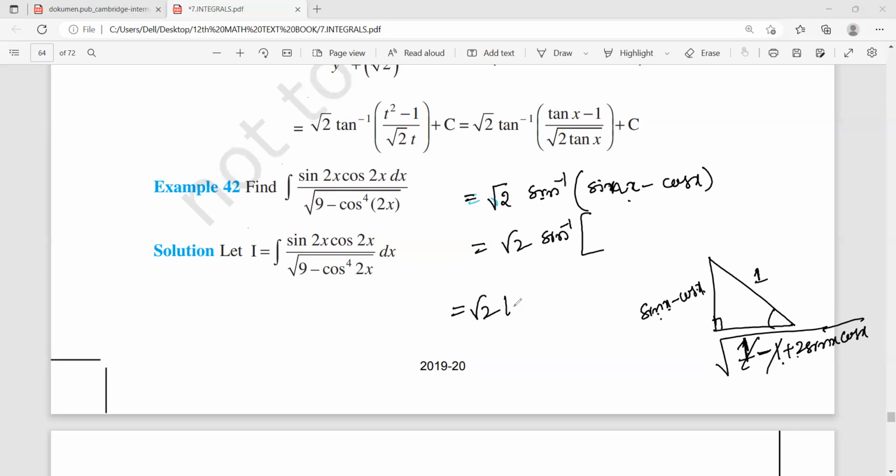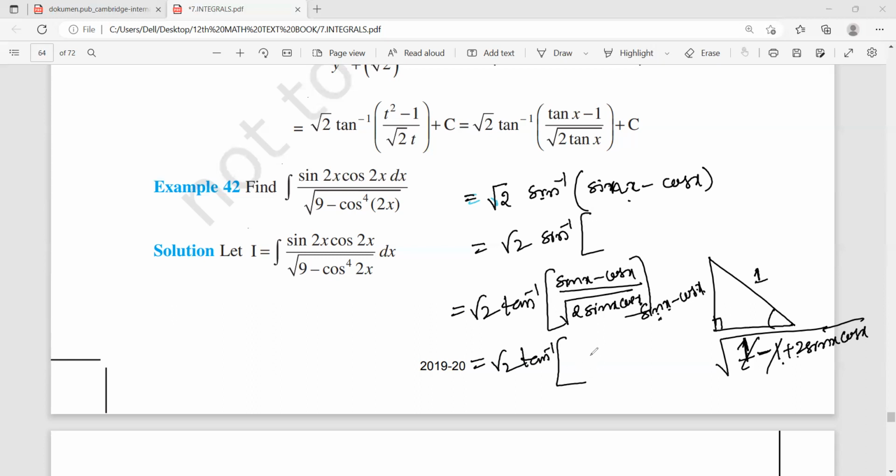Root 2 into tan inverse of, you know what tan inverse of? This thing: sin x minus cos x by root over 2 sin x cos x. This is root 2 into. Got it? Yes, sir, got it.